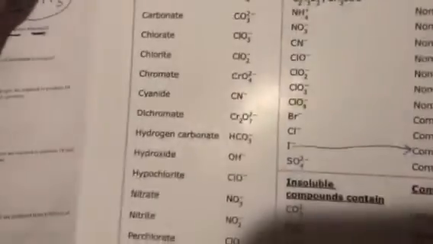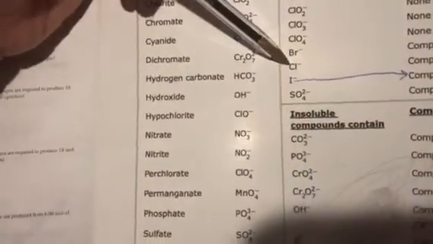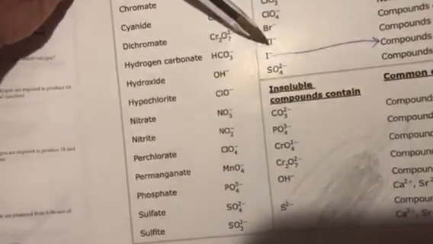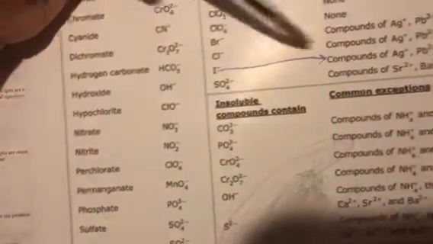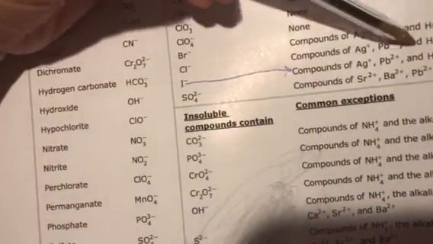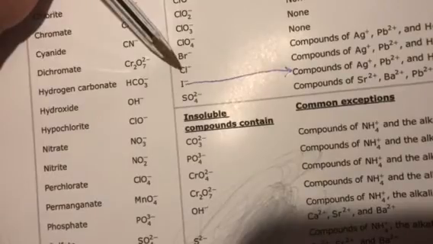So I'll look up KCl. I see Cl's right here. Soluble. Unless it's with Ag, Pb, Hg, which it is not. It's with K. So yes, this is soluble. So which of the following is soluble? B.